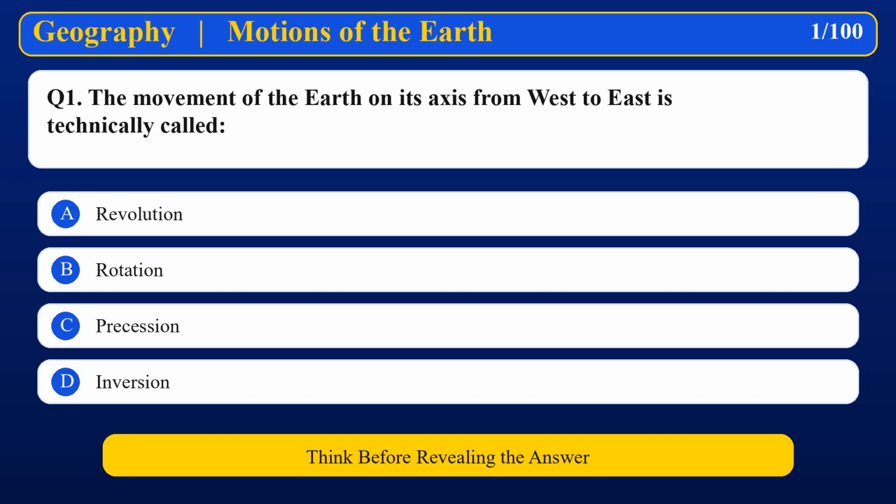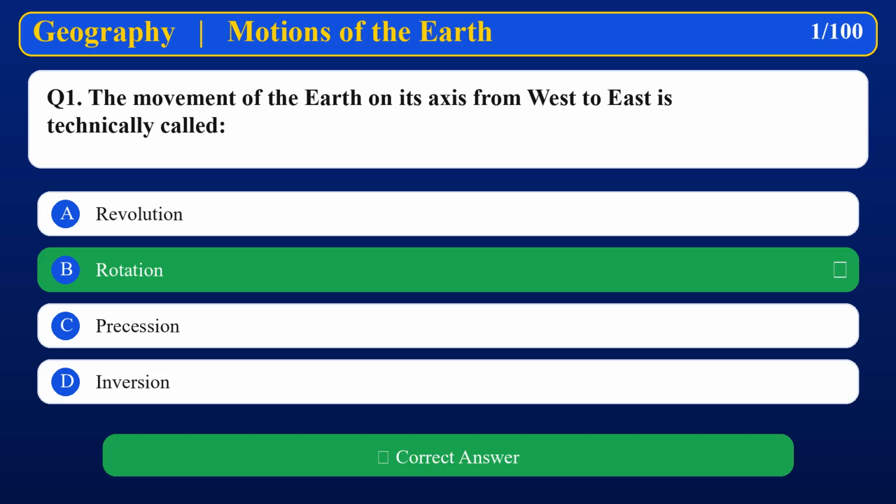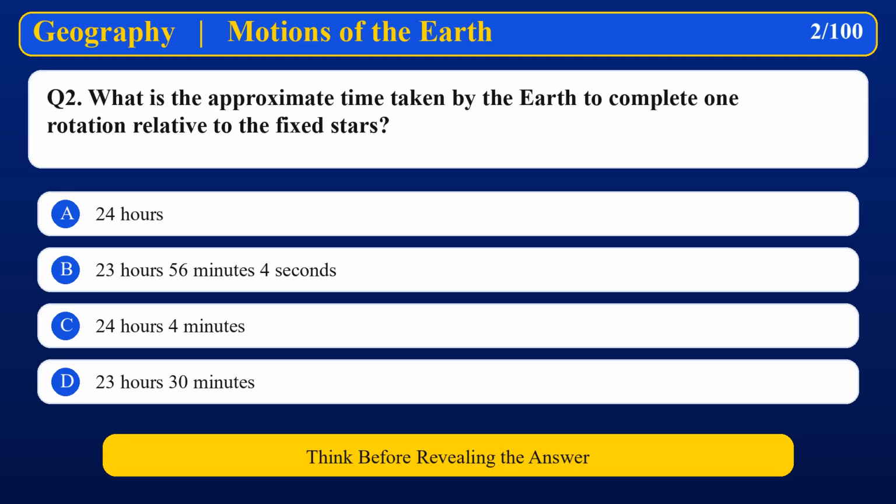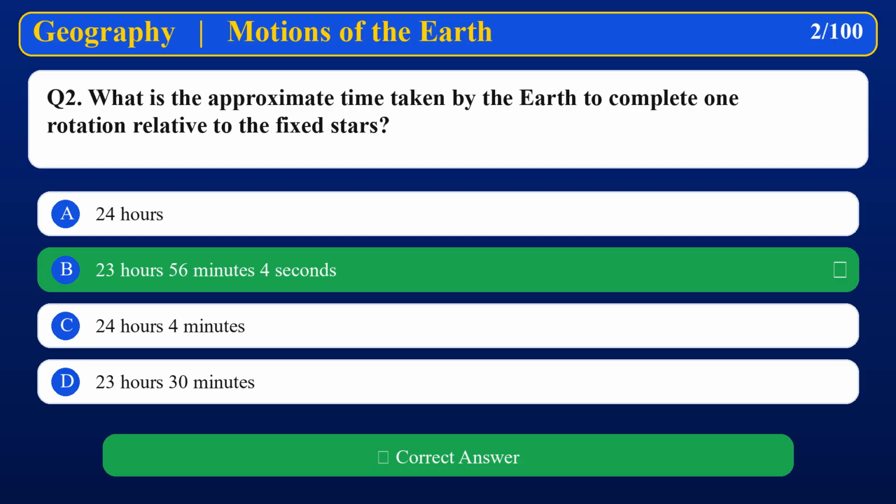The movement of the Earth on its axis from west to east is technically called rotation. What is the approximate time taken by the Earth to complete one rotation relative to the fixed stars? 23 hours 56 minutes 4 seconds.